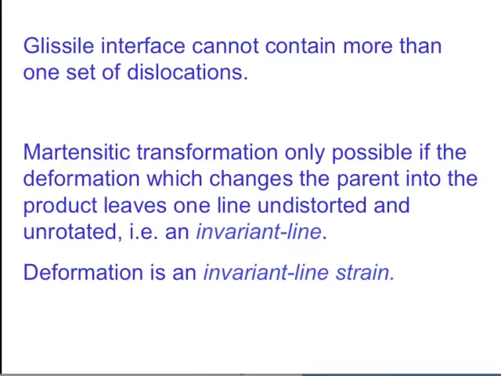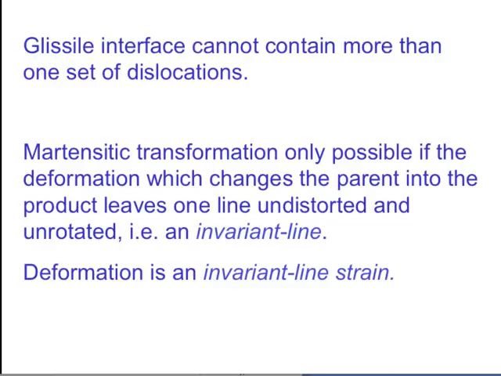So a glissile interface cannot contain more than one set of dislocations, because otherwise those dislocations interfere with each other and render the interface sessile. And martensitic transformation is only possible if the deformation which changes the parent into the product leaves one line at least completely invariant. And therefore, the deformation that changes the parent into the product has the minimum condition that it should be an invariant line strain. That means it leaves one line completely undistorted and unrotated. And you can use this principle to predict whether or not martensitic transformation is possible between any two different crystal structures.